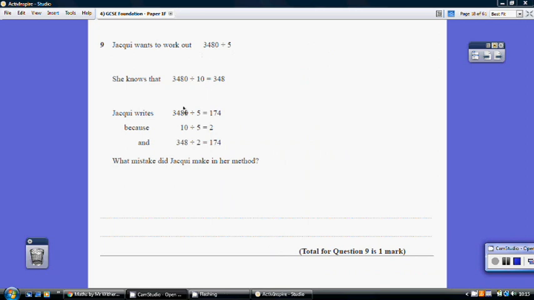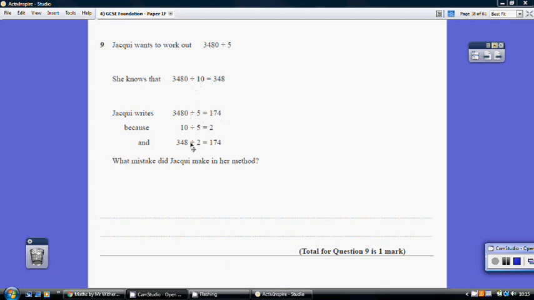So we're given all these facts and we need to see what mistake Jackie made, but it takes a while to read through this and get to grips with it. But bottom line, what we're saying is, when Jackie's saying that when we divide by 5, we get an answer which is half the size of when we divide by 10. But when you divide by 5, you're actually going to get an answer which is twice as big.